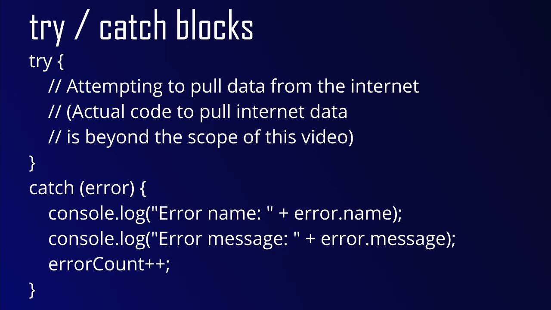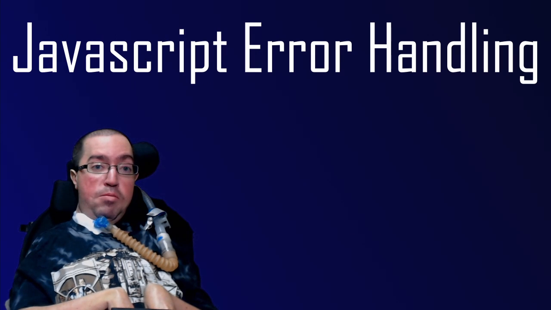Specifically, the error object generated in the catch block has a name and message attribute. So in our example, calling error.name and error.message respectively will provide you with the specifics of the error. I've left a link in the description with a list of the possible error names you will encounter. And that just about covers the basics of error handling in JavaScript.